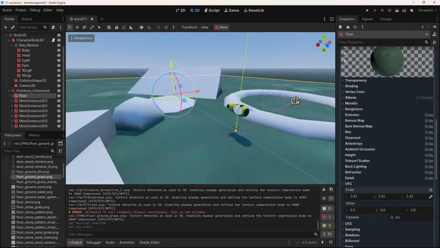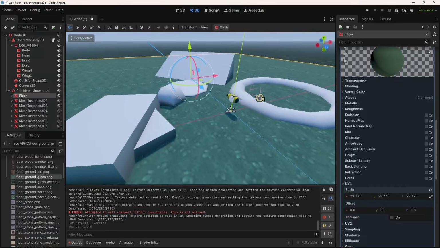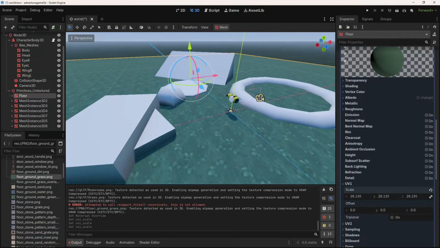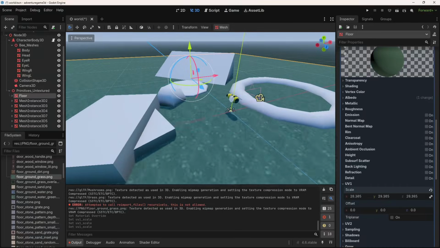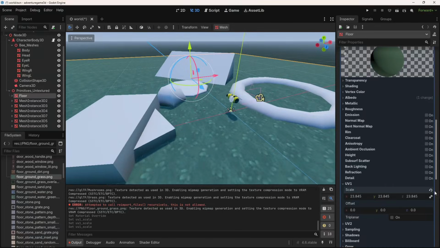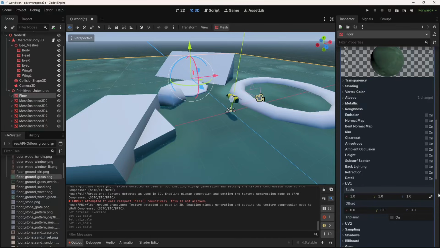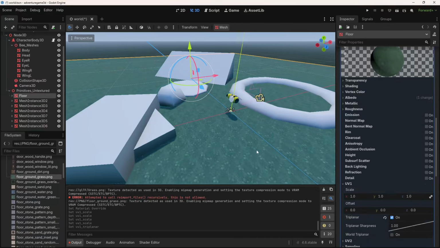So if we change the scale of those into something that's not a scale of 1, then as this gets bigger, you can see that it starts to tile and, well, actually, I suppose, kind of unintuitively gets smaller. So we can keep playing with that until it looks about right. An alternative that we can actually do, though, is tick this triplanar.